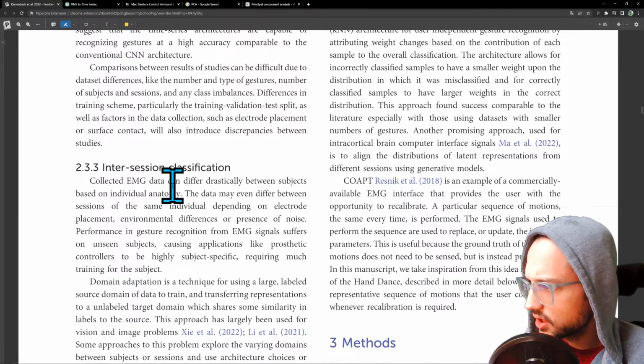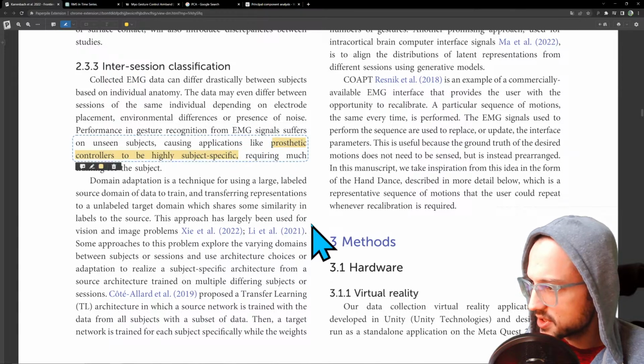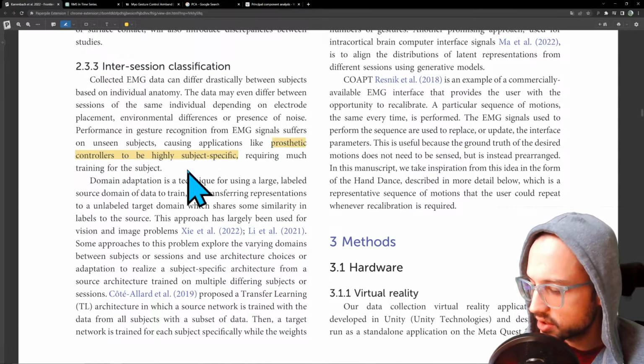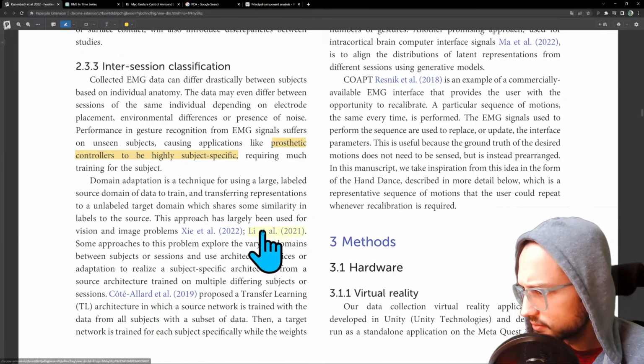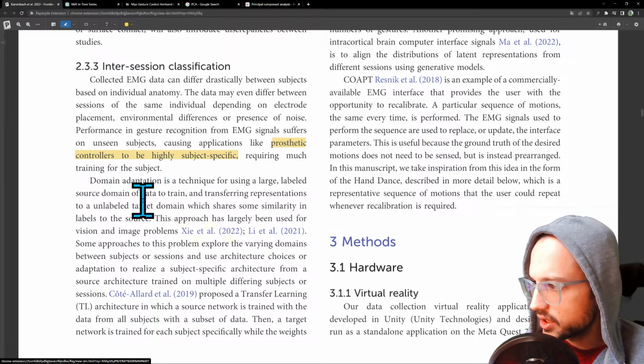Intersession classification. Collected EMG data can differ drastically between subjects. The data may even differ between sessions of the same individual. Yeah, prosthetic controllers tend to be highly subject specific. So whenever you see someone who has a fake arm that they can control with their brain, the EMGs on that arm are very, very specifically tuned for that person. So you could not take that arm and use it yourself. I wonder what the calibration for prosthetics nowadays is like.